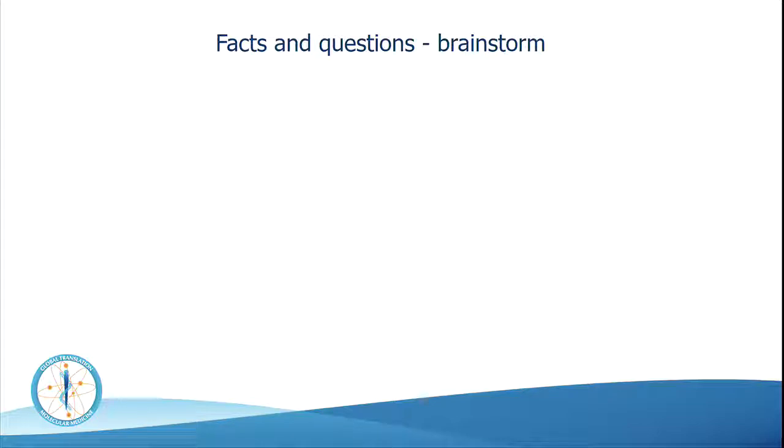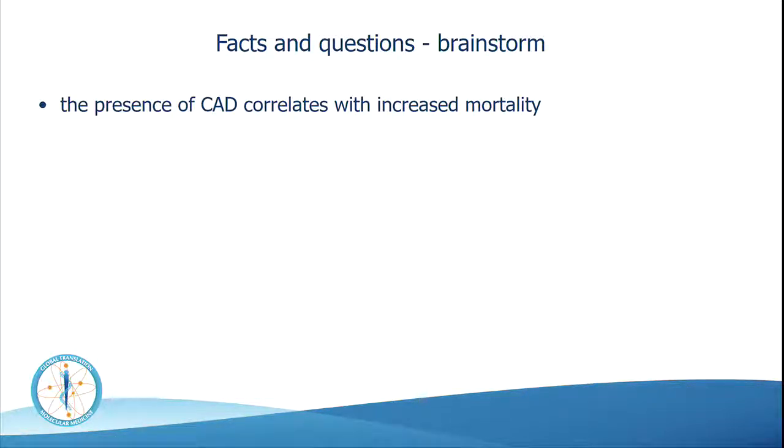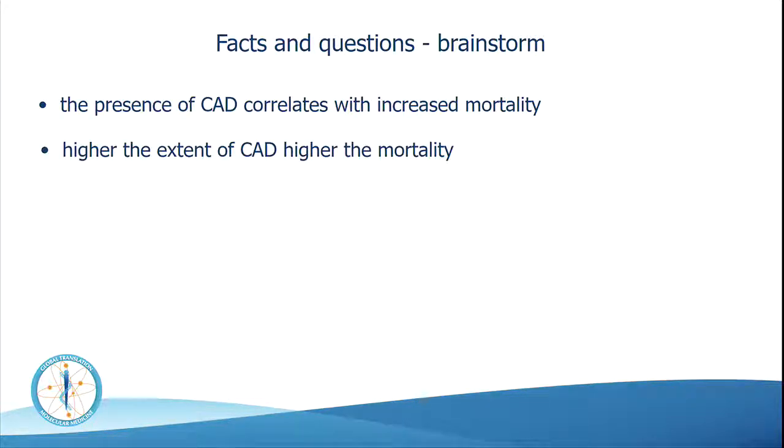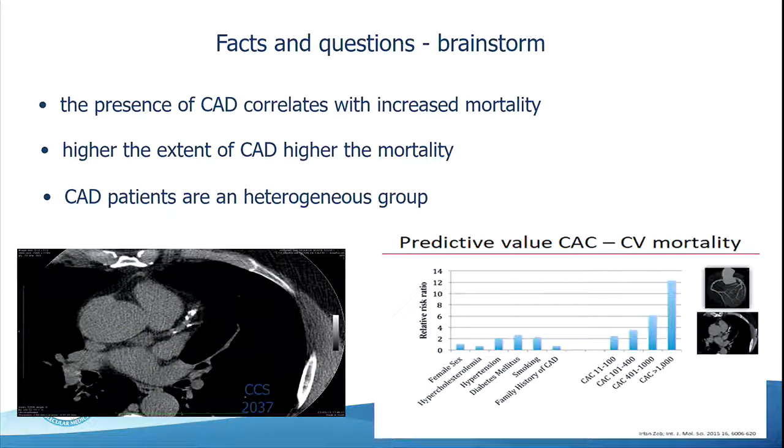I would like to start by doing some brainstorming with you, going through some facts, and also raising some questions before we get to the data that we have so far on the ischemia trial. First fact, the presence of CAD correlates with increased mortality. The higher the extent of CAD, the higher the mortality. CAD patients are a heterogeneous group of patients. And this has been shown through different techniques. It can be shown by quantitation of calcium, by number of vessels, non-invasively, invasively, several different ways.